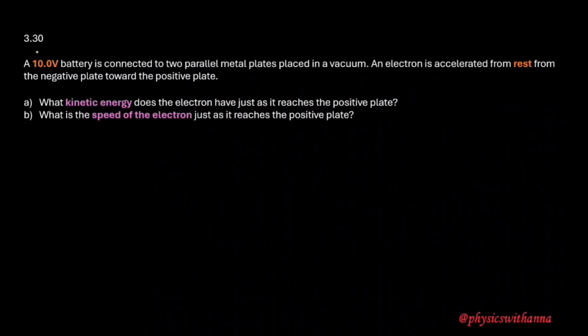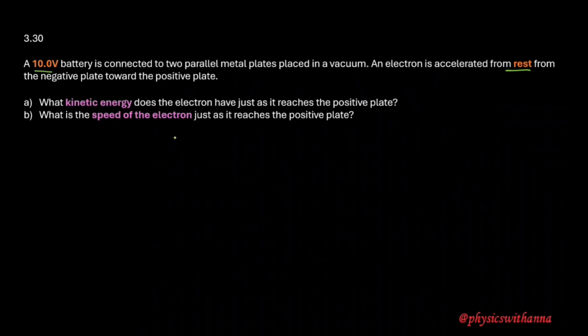Question 3.30. A 10-volt battery is connected to two parallel plates placed in vacuum. An electron is accelerated from rest from the negative plate towards the positive plate. In the first part of the question, we need to find what kinetic energy the electron has just as it reaches the positive plate.